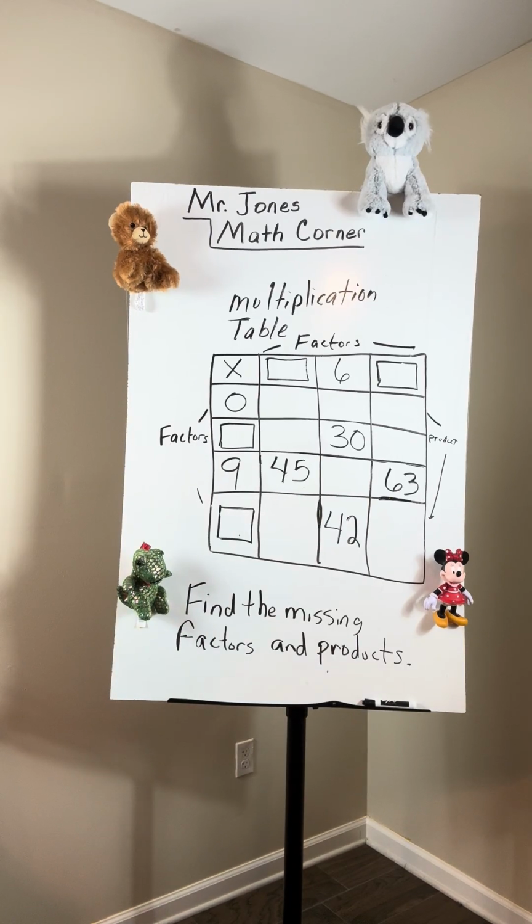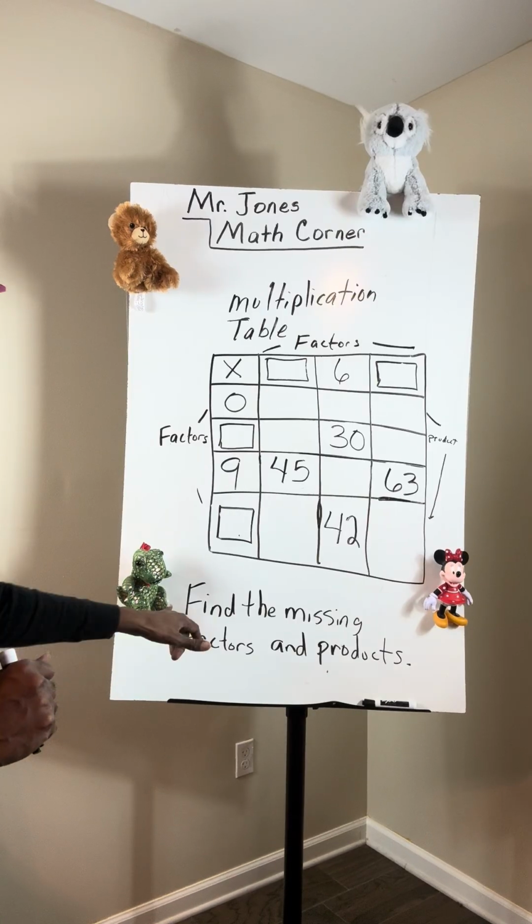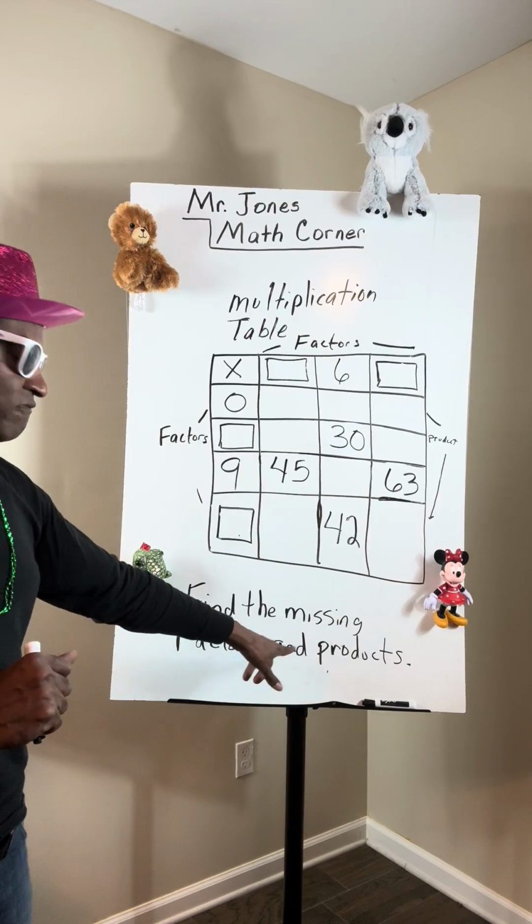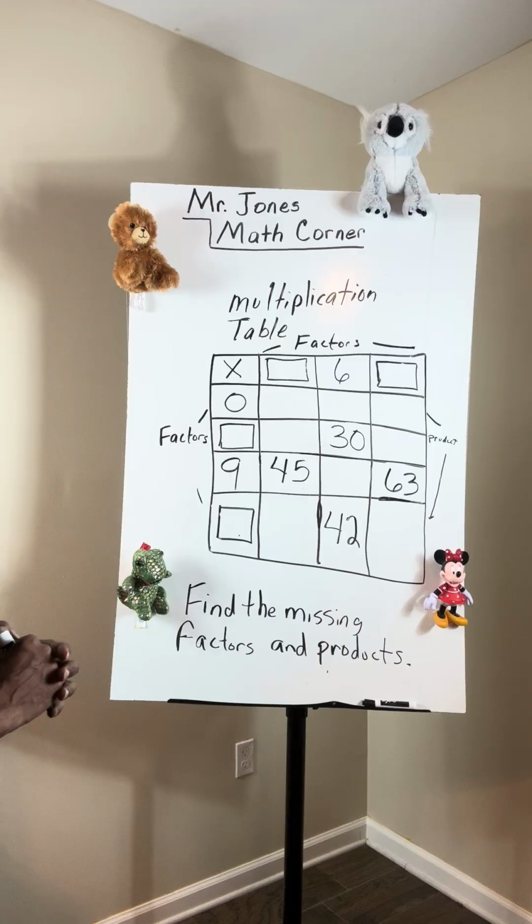Today's lesson, boys and girls, is on the multiplication table. This problem says, find the missing factors and products.